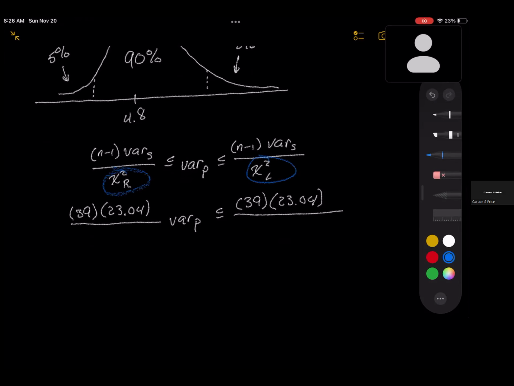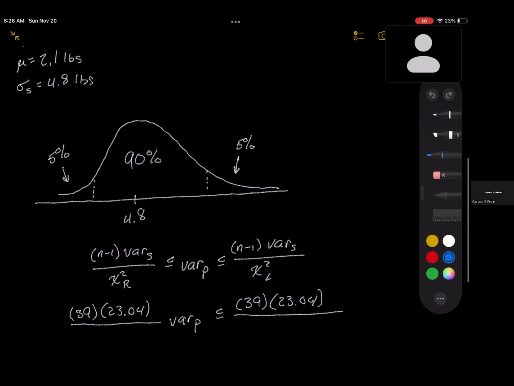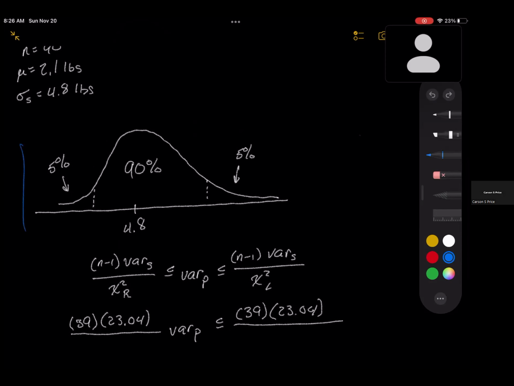All right, now let's figure out what these critical values are. So I need from the chi-square distribution my chi-square right value and my chi-square left value. Just like in proportions and means, anytime we try to find a critical value, we need to look at those tables. So I go back up to this situation that I drew.